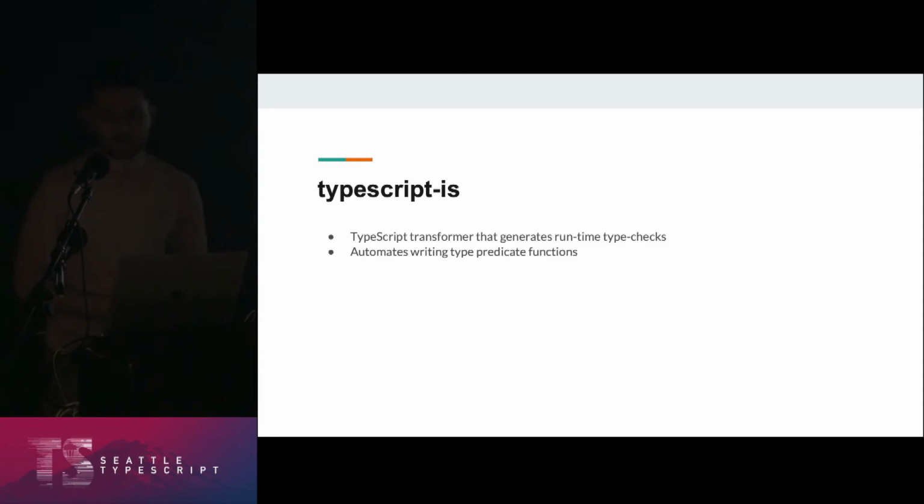So the last one is typescript-is, and this one is kind of in a different category than the other ones, in the way that it functions in particular. It's a transformer that generates these type guards for you. And what is a transformer? What this one does is it writes the type predicate functions.